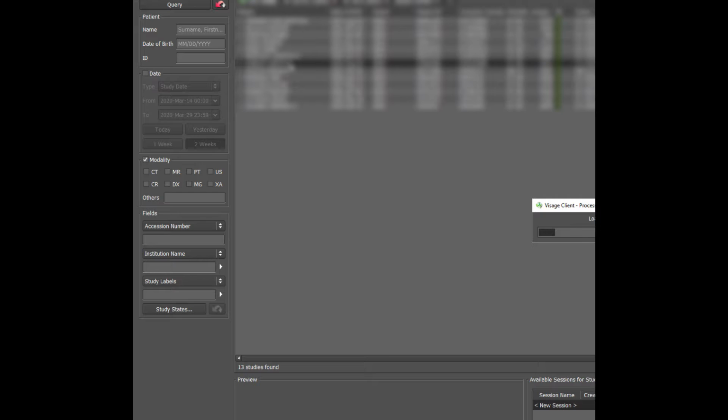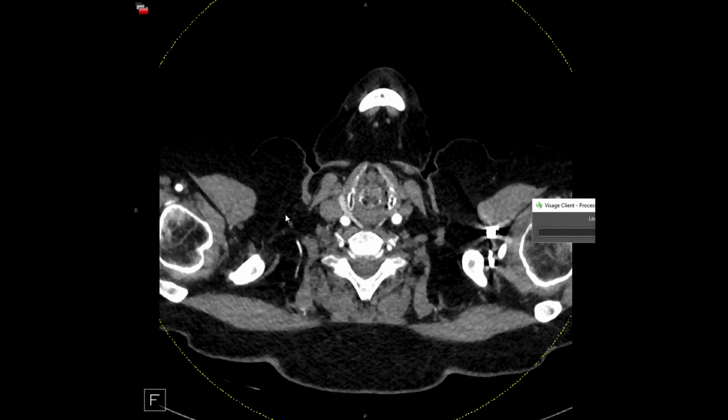Now we'll look at another case. And in this patient, let me pull up the prior.